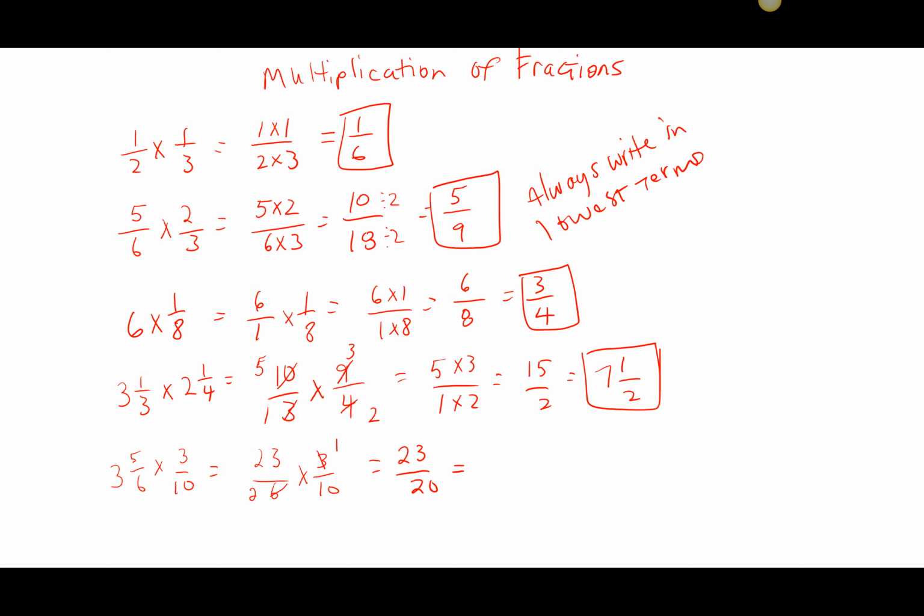And that's an improper fraction, so we need to reduce it and make it into a mixed number. So 20 will go into 23 one time with 3 left. So that's going to be 1 and 3/20. Okay? And that's how you do multiplication of fractions.